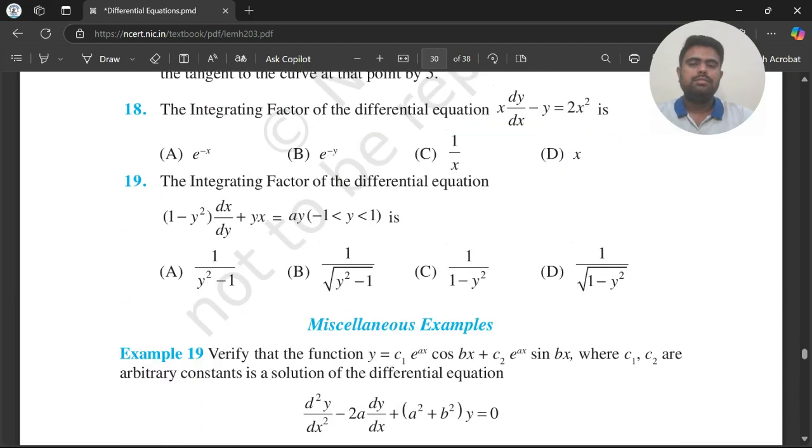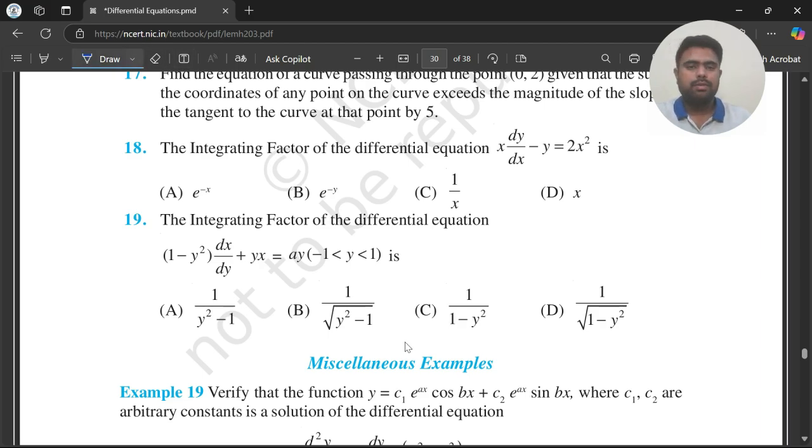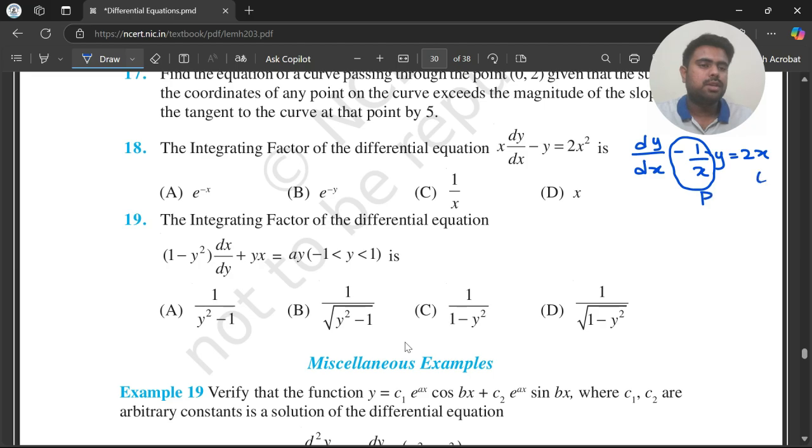Yes. If I come to the 18th question, the integrating factor of the differential equation x dy. Now look, it is not in the standard form. First we will convert it into the standard form. dy by dx, if I divide every term by x, I'll get minus 1 by x y equal to 2x. So what is the integrating factor? This is our dy by dx plus py equal to q. This is our p and this is our q.